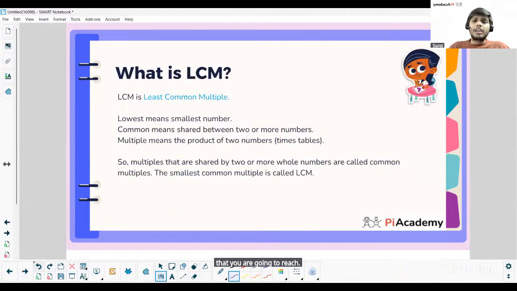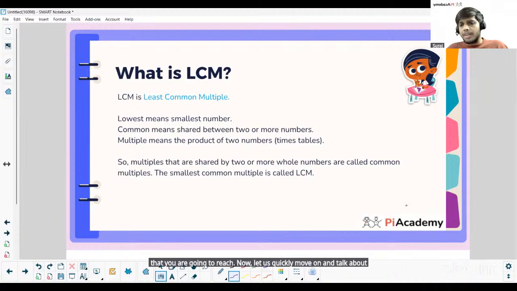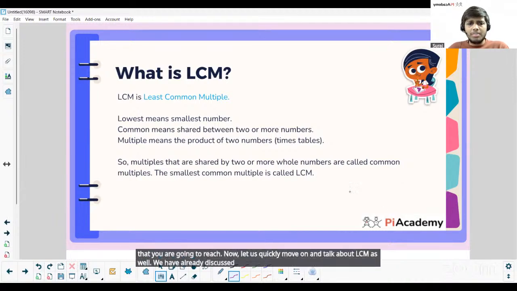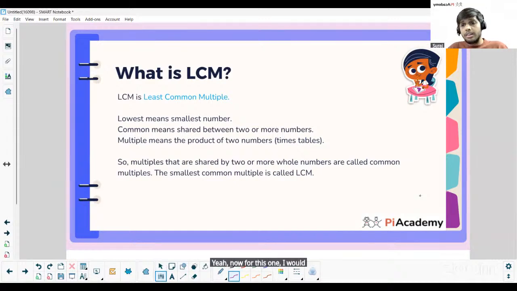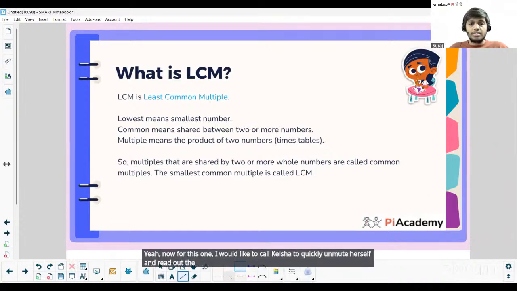Now, let us quickly move on and talk about LCM as well. We have already discussed LCM. Let us quickly have a look at what exactly it is defined as. For this one, I would like to call Kesha to quickly unmute herself and read out the entire slide for us.